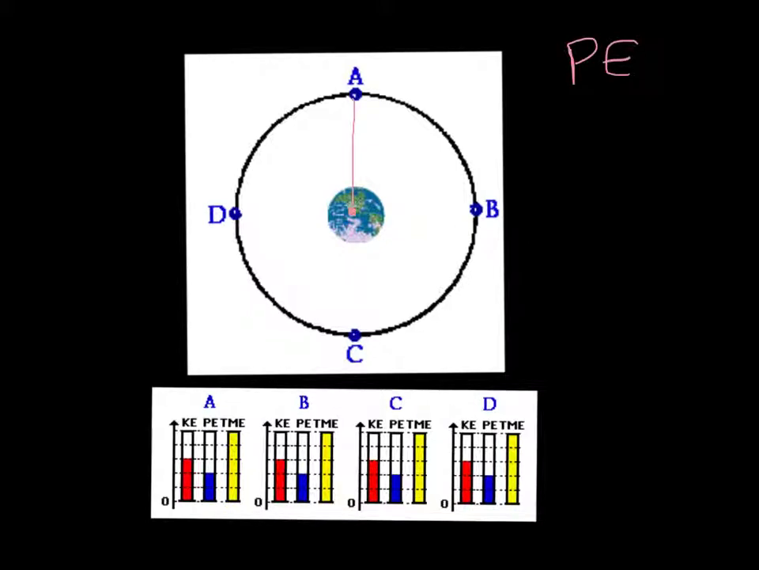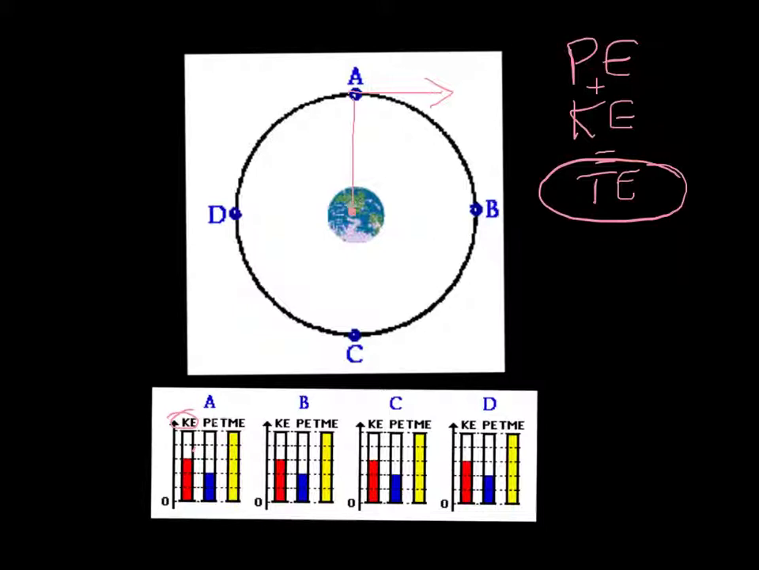Now, does it have kinetic energy? Well, it is moving, therefore it has kinetic energy. We know from our conservation of energy concept that the potential energy plus the kinetic energy will equal the total energy in our system. So, if the total energy in our system is the addition of our potential and kinetic energy, take a look down here at position A on our graphs. You can see that our object has kinetic energy, it has potential energy, and if we add the kinetic and potential energy together, we get the total mechanical energy.